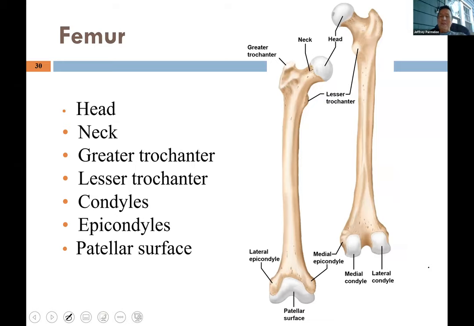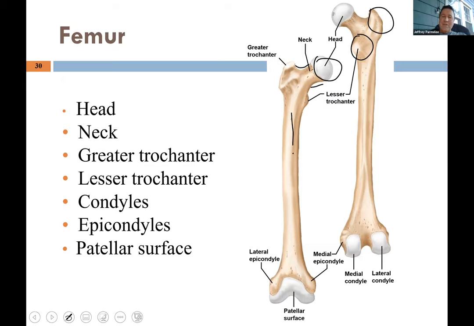Look at the anatomy of the femur. Awesome bone, love a femur. You can see the head, the neck, which with osteoporosis often breaks, that broken hip, right? And then you have these huge tubercles. This is a greater and lesser trochanter. Trochanter is like a big tuberosity.